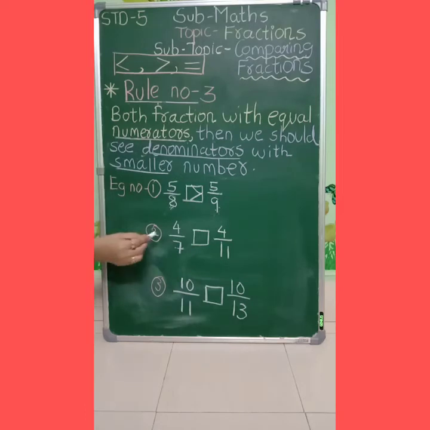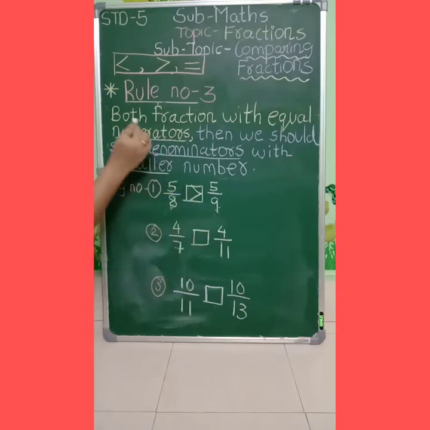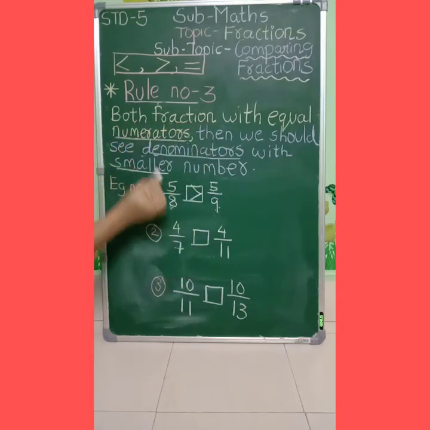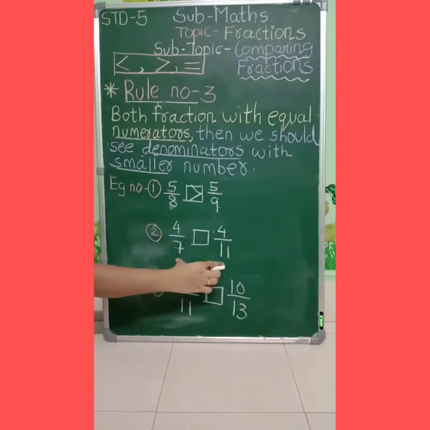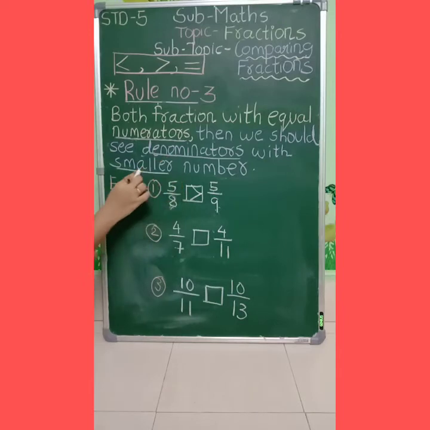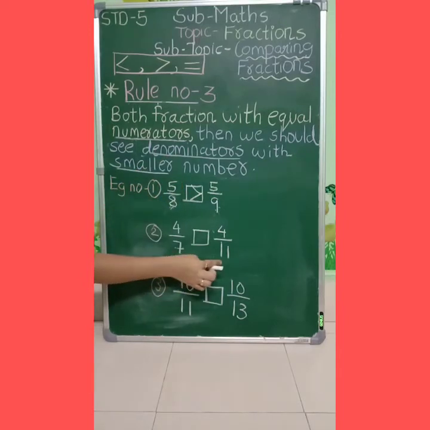Okay. Now see the second example. 4 upon 7, 4 upon 11. Both fractions have equal numerators, 4 here and 4 here. Then what will you see? The denominator with the smaller number. Which number is smaller? 7 is smaller. So this is the greater fraction.